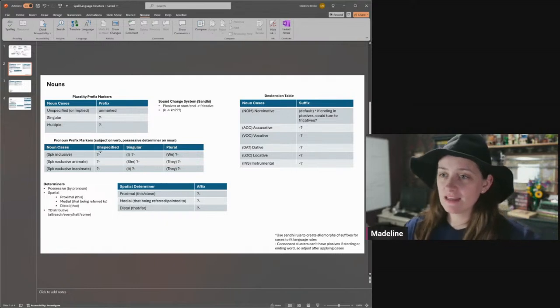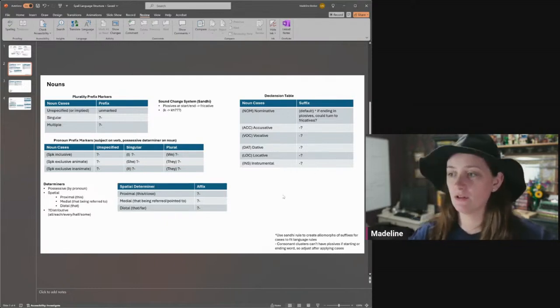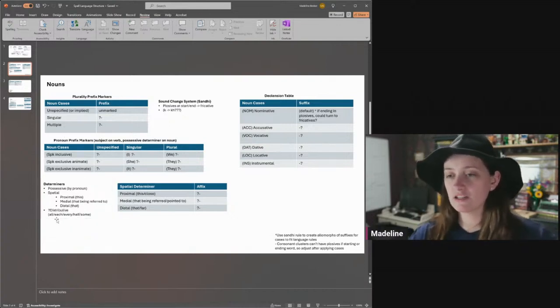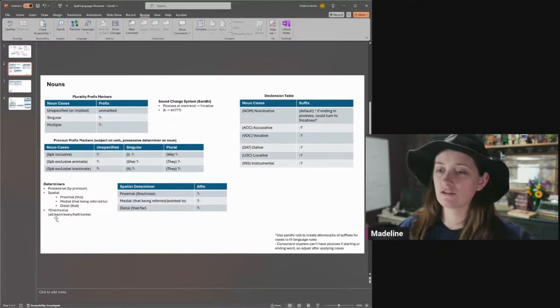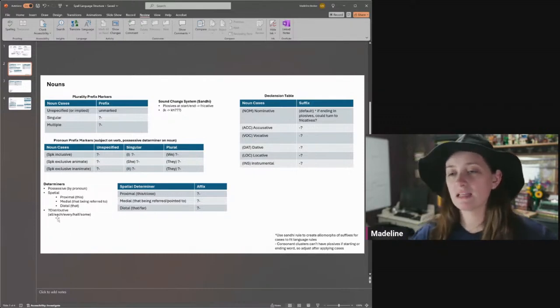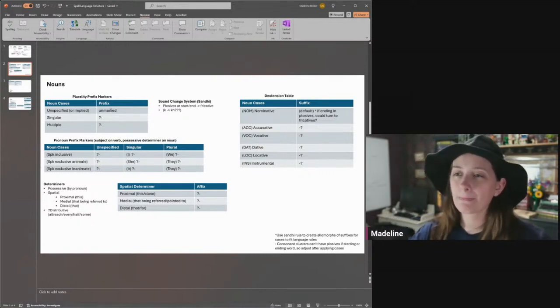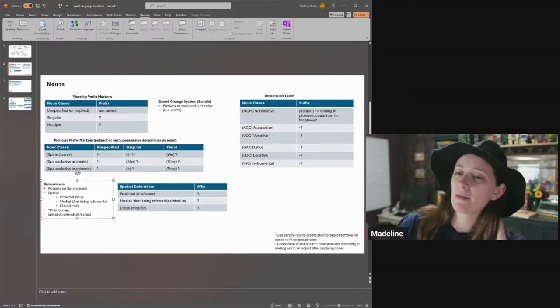But yeah, so I have that in the noun section. We have our spatial determiners. We still have our declension table over here. I think the only thing I moved over here was this stuff, which wasn't here before. So then I have a note. We had talked about doing something like a distributive determiner, which would mean all, each, every, half, or some. But that might be taken care of by the plurality markers. It may not be important. I think that's something I'll come back to if we actually need it.